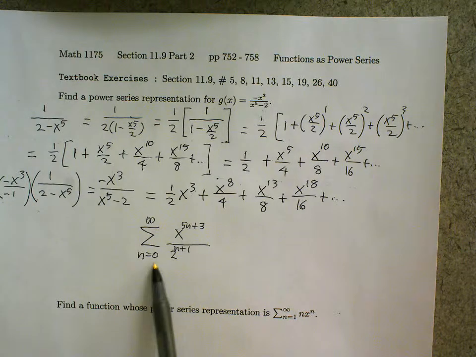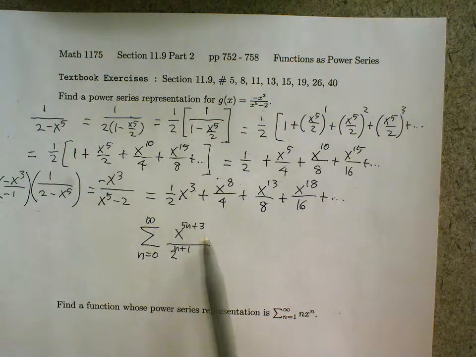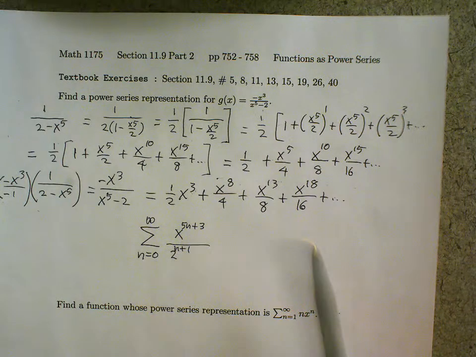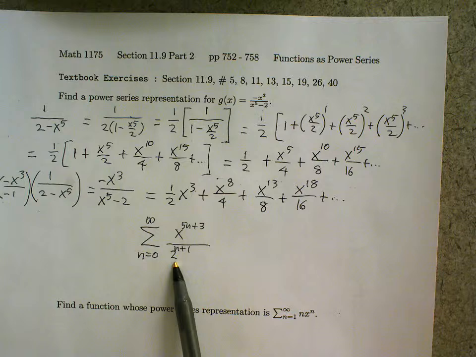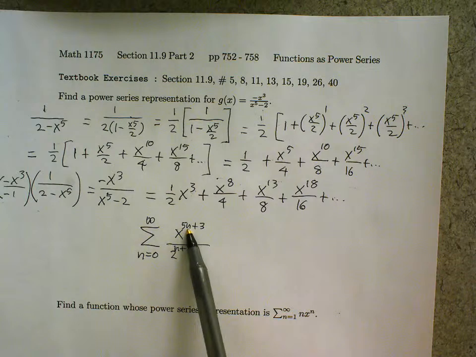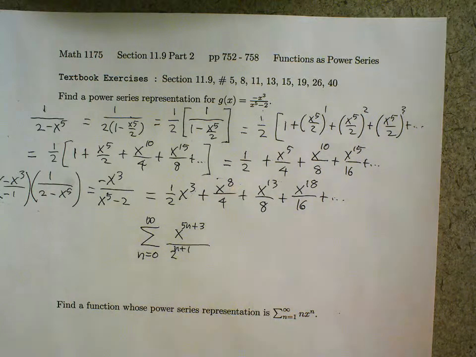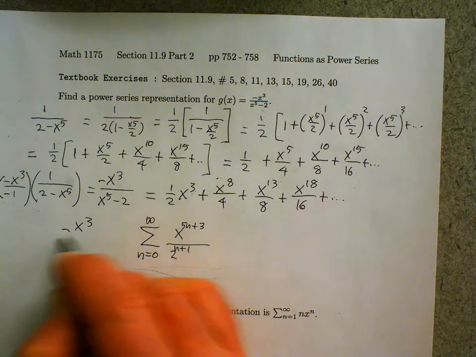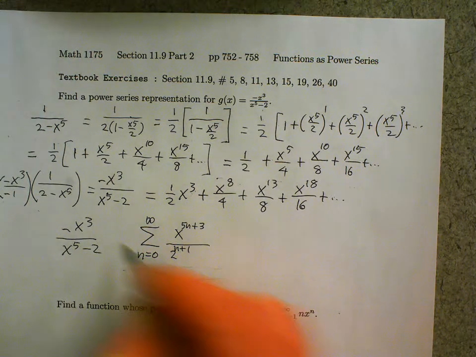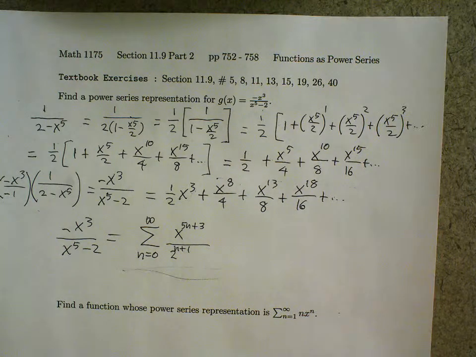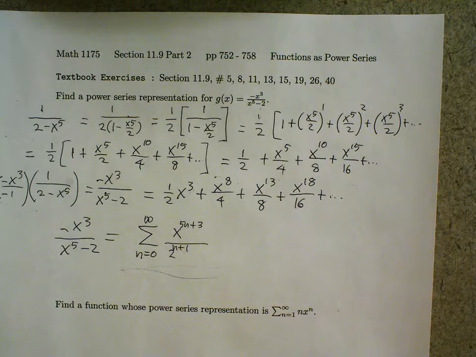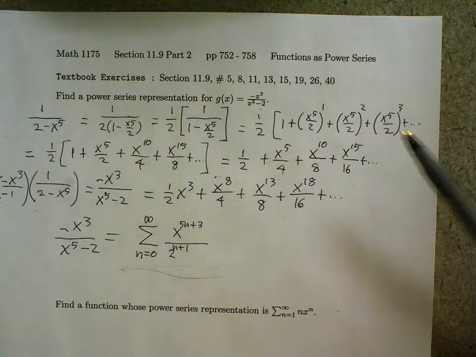So let's see if that works. When n is 0, the denominator is 2, and the numerator is x to the third. When n is 1, the denominator is 2 to the second, which is 4, and the numerator is x to the 5 times 1 plus 3, which is x to the 8th. So this looks like the power series representation that we want for negative x to the third over x to the fifth minus 2. A number of these are sort of tedious, but they're good exercises for you to go through.